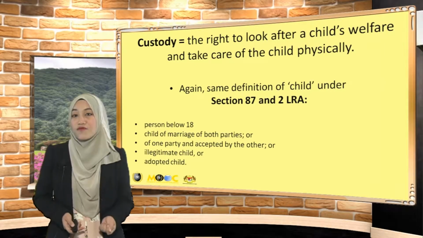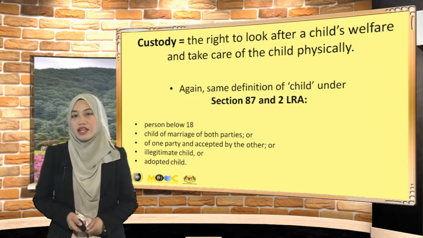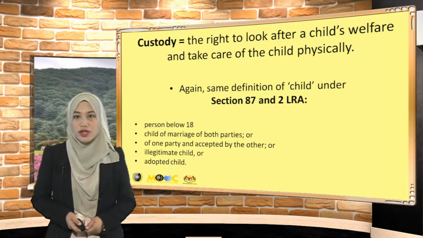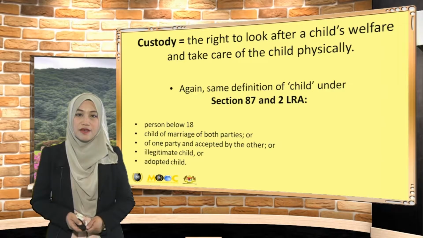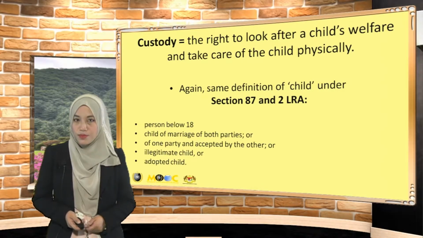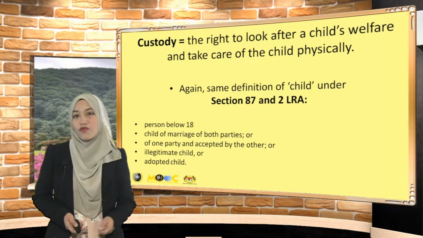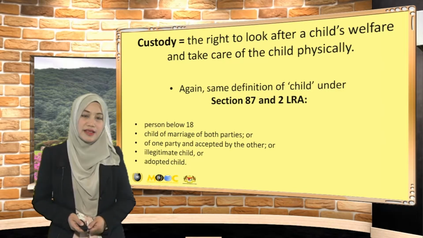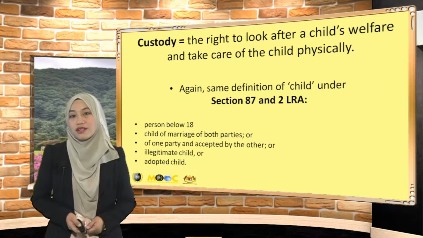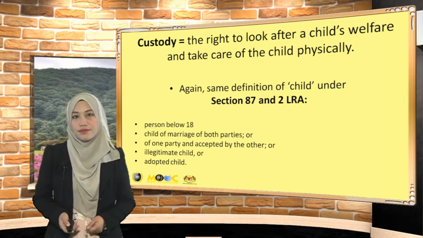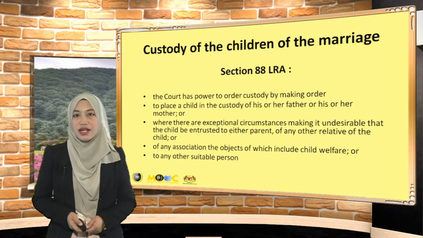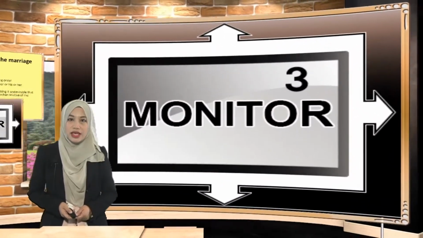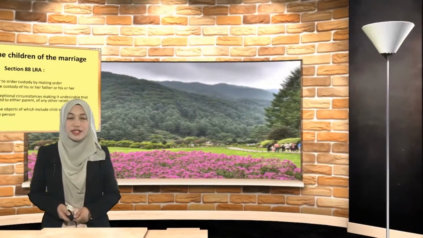The definition of child is spelled out under Section 87 and 2 of the Law Reform Marriage and Divorce Act 1976, which means person below 18, child of marriage of both parties or of one party and accepted by the other, illegitimate child or adopted child. With regard to custody of the children of the marriage, Section 88 of the LRA gives the court power to order custody.